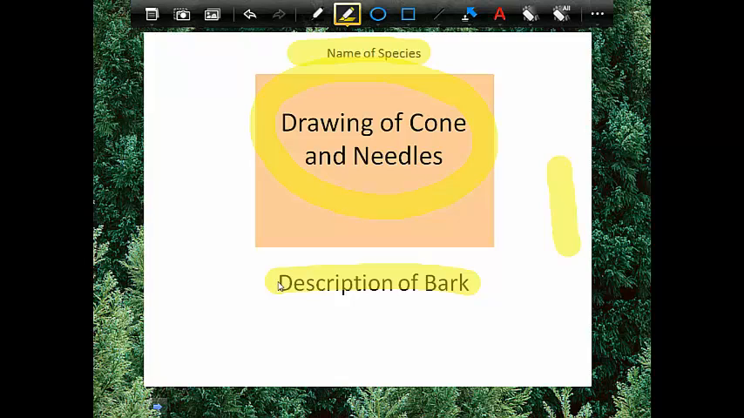Now, I think that there are some species that don't have all of these things in the article. In that case, just get a laptop and start looking up the information you need for that species, whether you're missing the needle structure or the description of the bark or whatever. So that's going to be your first introduction to conifers. After that, you're going to bring in your own conifer species and use an online identification system to see if you can figure out what those species are.